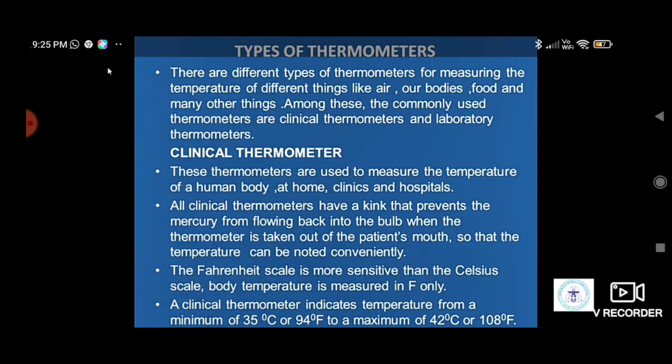Conventionally, the Fahrenheit scale is more sensitive than the Celsius scale. Body temperature is measured in F only. F means Fahrenheit. The clinical thermometer indicates the temperature from a minimum of 35 degrees Celsius or 94 degrees Fahrenheit to a maximum of 42 degrees Celsius or 108 degrees Fahrenheit.